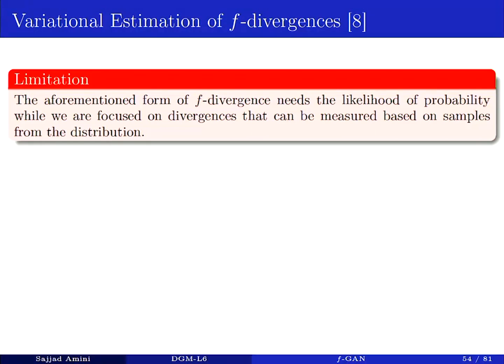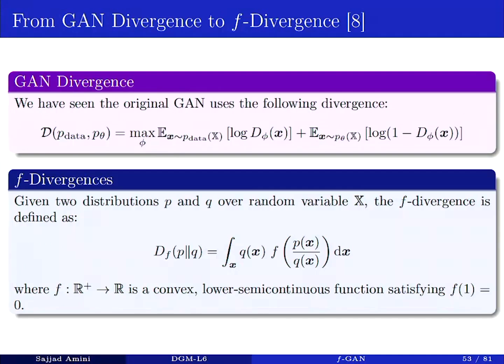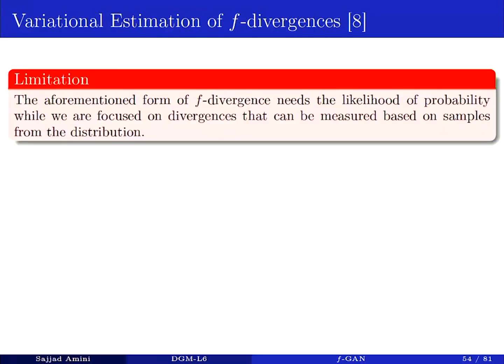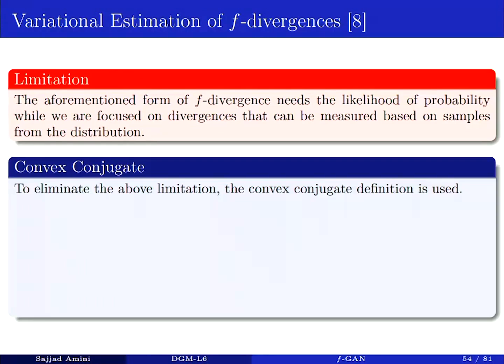Okay, the f-divergences are based on the likelihood. We see here that they use the likelihood of data, but in GAN we do not have access to p(x). We have access to p data, but we do not have access to p theta. So this definition itself cannot be used for f-GAN. This is the limitation. Okay.